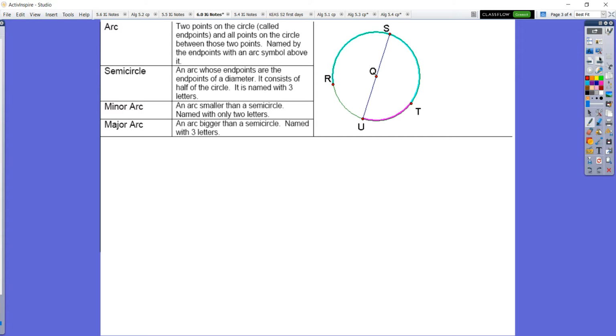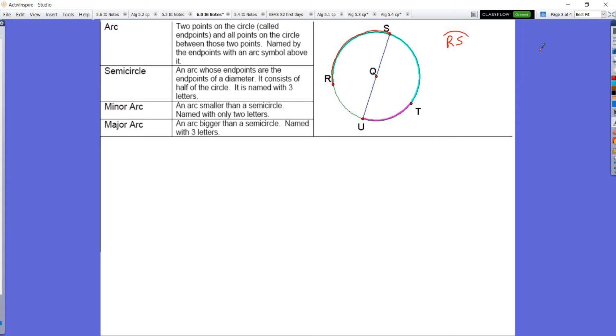We'll talk about some arcs next and get some definitions of arcs. An arc is two points on the circle that are on the outside of the circle itself. We have a bunch of different arcs here, but one of them is arc RS, because we start at this endpoint and go all the way to that endpoint. We name an arc just like that. We put the two endpoints down and the little arc symbol above.